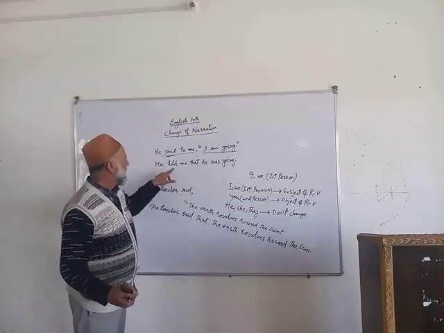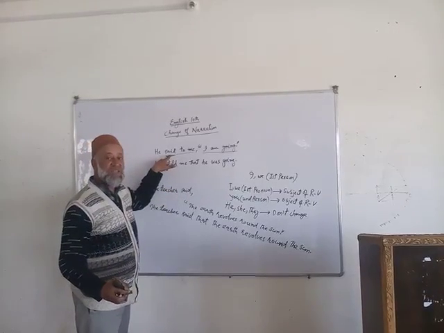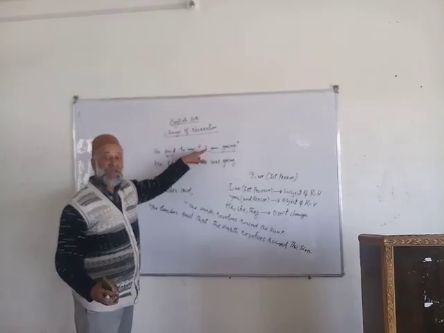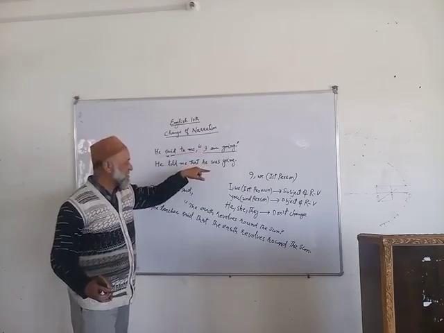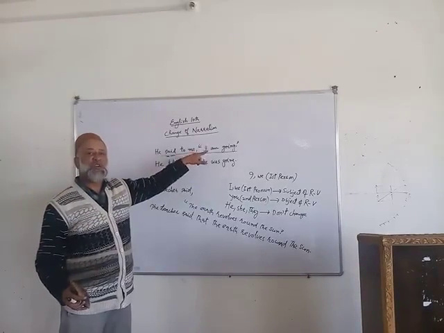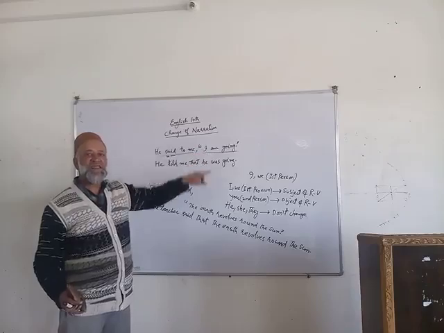And number three, when the reporting verb is in past, the word said is there, you change the tense of the reported speech from present to past. And if the reported speech is a universal truth, then its tense doesn't change.